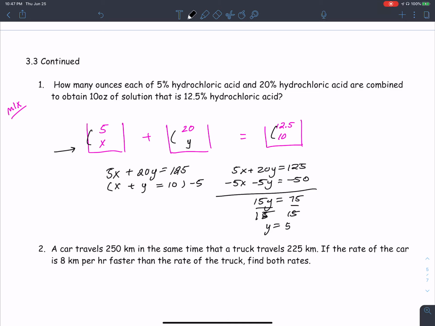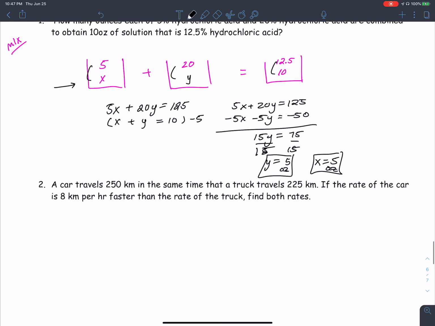And y is 5. If y is 5, x is 5, because 5 plus 5 is 10. So we need 5 ounces of each. Okay? All right. This is a distance, rate, time problem.